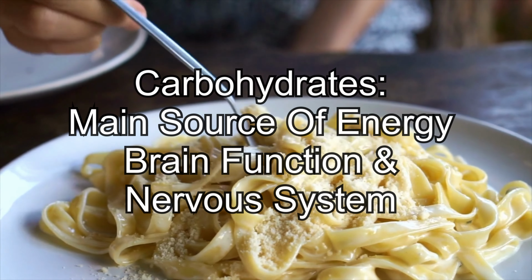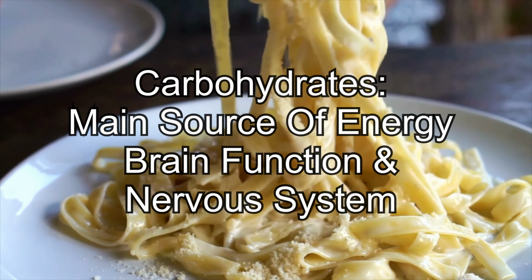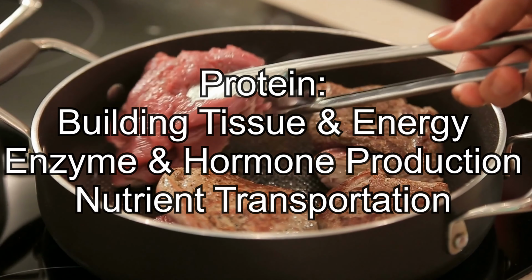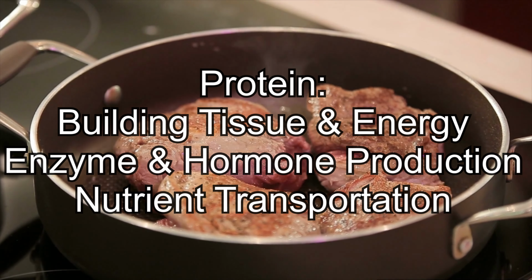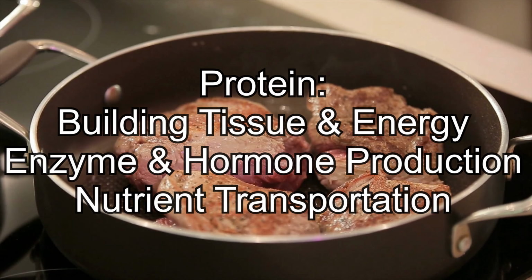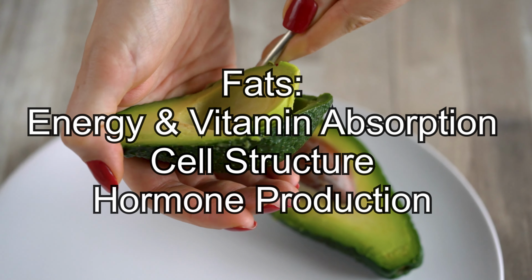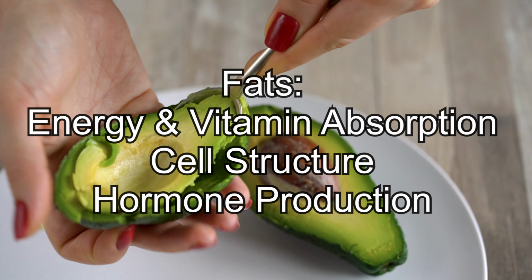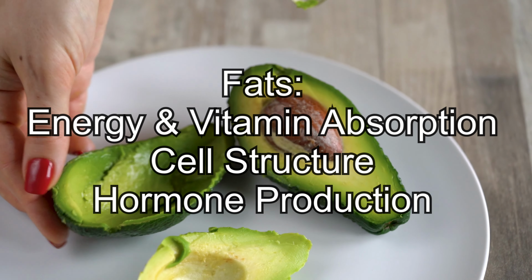Carbohydrates are the body's main source of energy. They are essential for proper function of the brain and nervous system, as well as maintaining blood glucose levels. Protein is important for building and maintaining tissue and for providing energy. It is also involved in the production of enzymes and hormones, as well as in the transportation of nutrients throughout the body. Fats are essential for providing energy and for the absorption of fat-soluble vitamins. They also play a role in cell structure and communication, as well as in production of hormones.